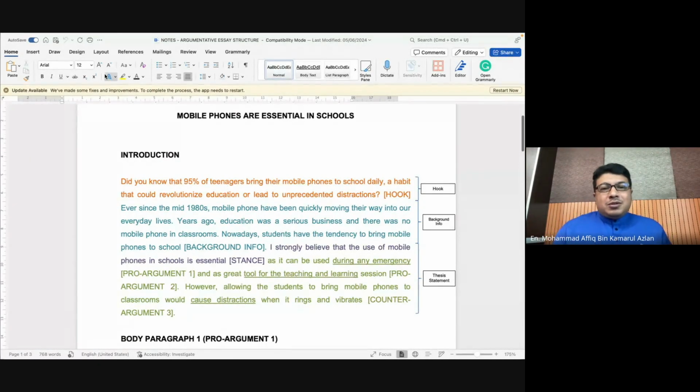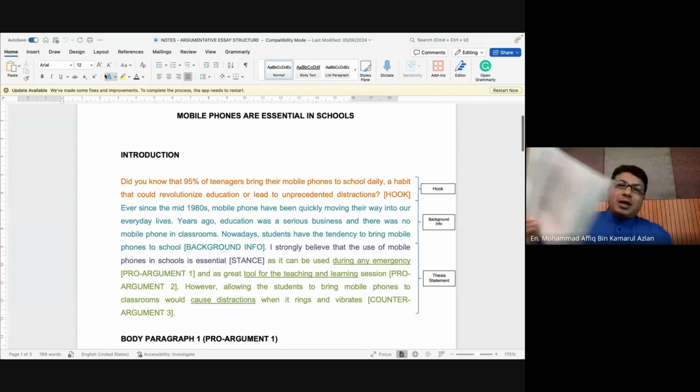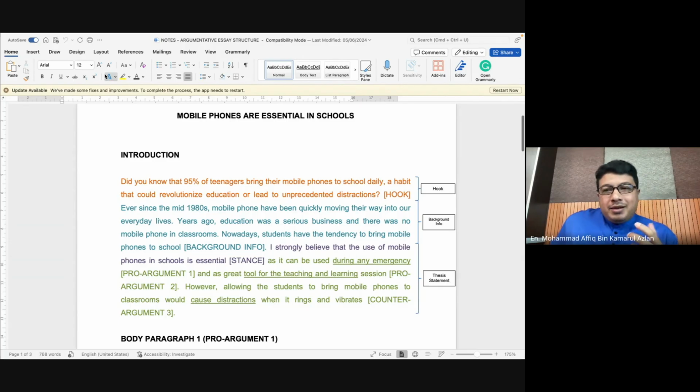And then after the hook sentence, you have the background information. So this sample is based on the information that we have in the textbook. Background information, when people read, they know what the issue is, they know what the problem is, they know this is the reason you are writing this article, or if you are speaking, this is the reason you are giving this presentation or speech.